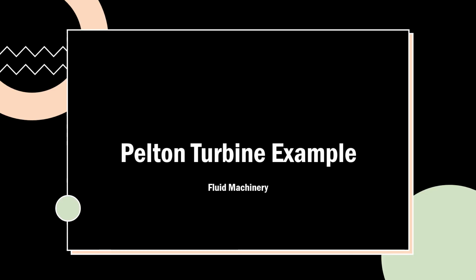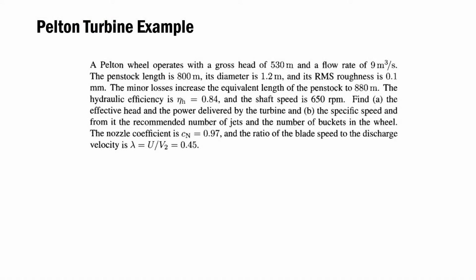In this video, we will look into a Pelton turbine example. A Pelton wheel operates with a gross height of 530 meters and a flow rate of 9 meter cube per second. The penstock length is 800 meters.